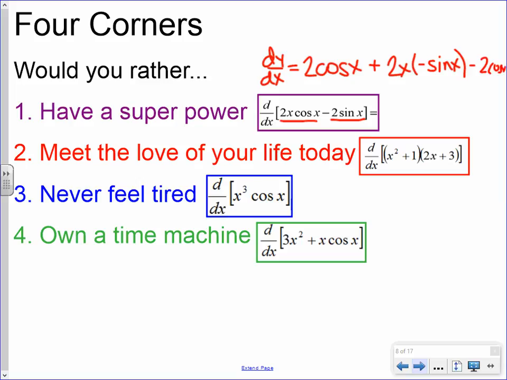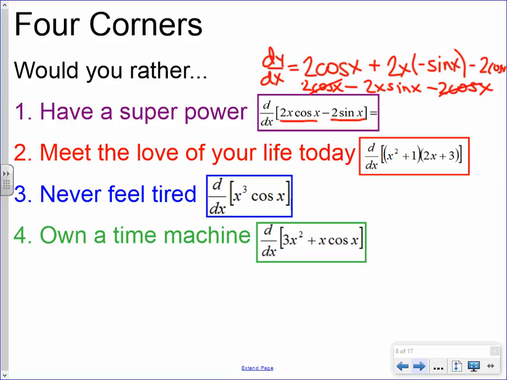Okay? Now, do you notice how I wrote this right here? I know we were having the same thing happen for Never Feel Tired, right? Don't leave it like this. Please rewrite it as minus 2x sine of x. Okay, so those cancel out, right? And so you should have been left with negative 2x sine of x.